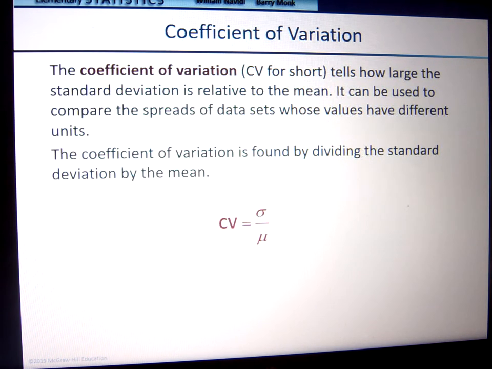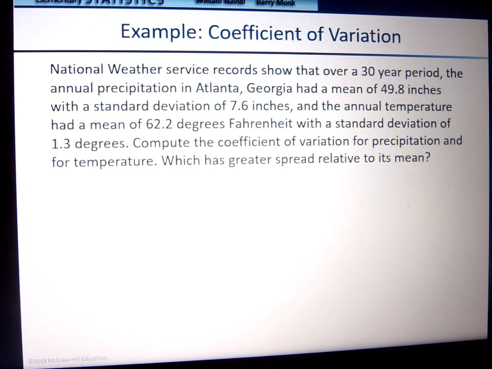So you're taking the standard deviation and dividing it by the mean, and that's how you get your coefficient of variation. Here we have National Weather Service records showing that over a 30-year period, the annual precipitation in Atlanta, Georgia had a mean of 49.8 inches with a standard deviation of 7.6 inches. The annual temperature had a mean of 62.2 degrees Fahrenheit with a standard deviation of 1.3 degrees. Compute the coefficient of variation for precipitation and for temperature. Which has the greater spread relative to its mean?